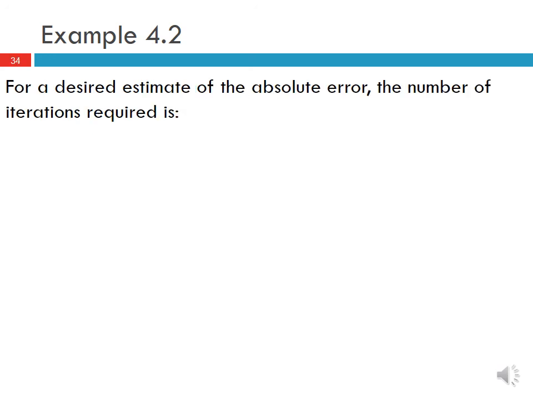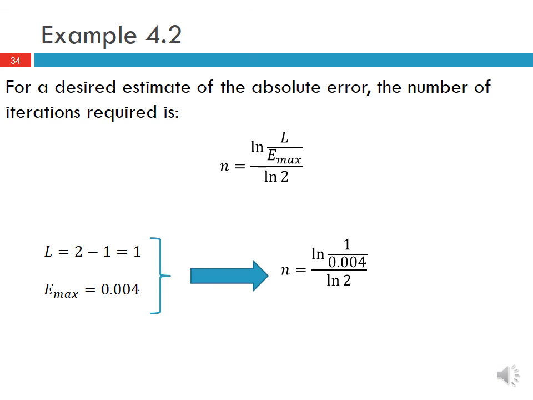So for the first part, we want to estimate how many iterations we need. For the desired estimate of the absolute error, the number of iterations required, we said was given by this expression. So here L, the length of our initial interval, is 2 minus 1, which is 1. Our E max is 0.004. So we can plug these into our expression for n and get that it's 7.97. So we need approximately 8 iterations to achieve this error.